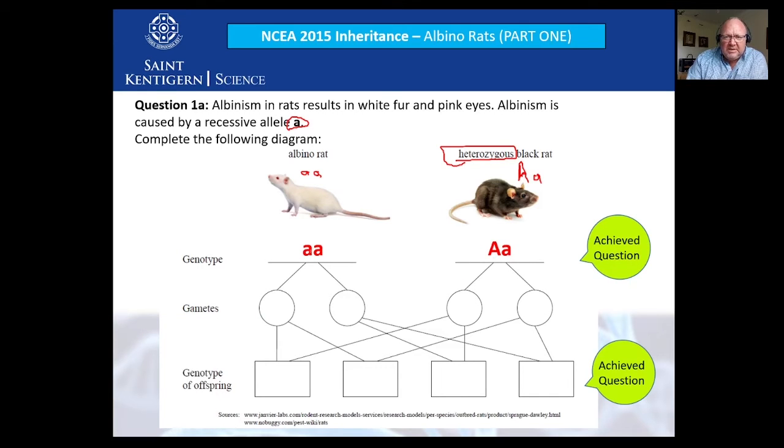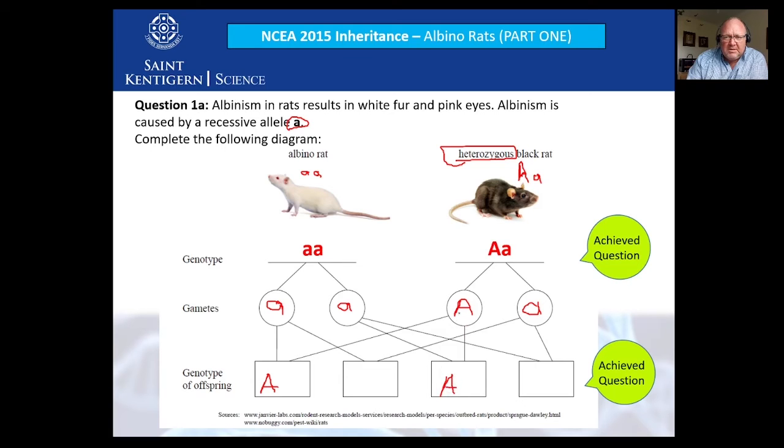Now the gamete is basically what this one can produce. If it's a female, it can produce an egg that has got that in, and it will produce another egg that has got that in, because there's only two possible versions of the allele. Whereas a heterozygous black rat can have a dominant allele in one sperm, and in the other sperm it'll have a recessive allele. Okay, and then when we mix these, you can see there is going to be the line from the black rat, and here's the other line for the black rat.